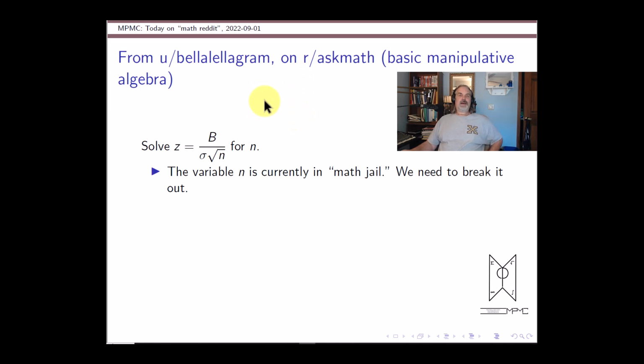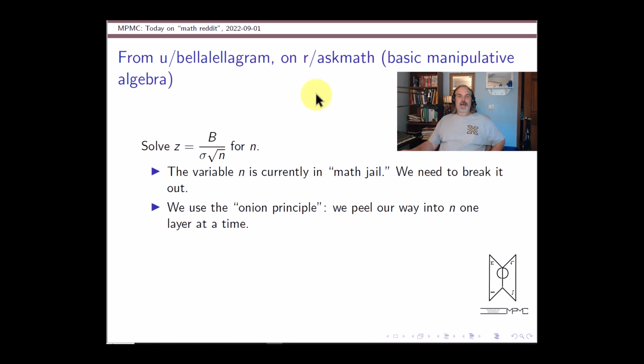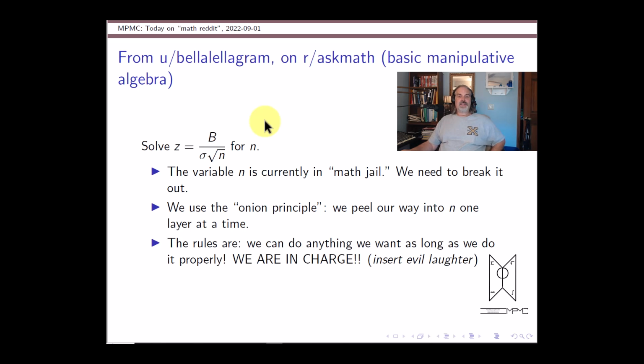So the way to think about it is that this n is in math jail, and we need to break it out. I see this as what I call the onion principle. We need to peel away the layers that are keeping us from freeing n out of math jail. So for this particular expression, in order to free n from math jail, we have to peel off the b, we have to peel off the sigma, we have to peel off the square root, and we have to do something about the fact that n is in the denominator.